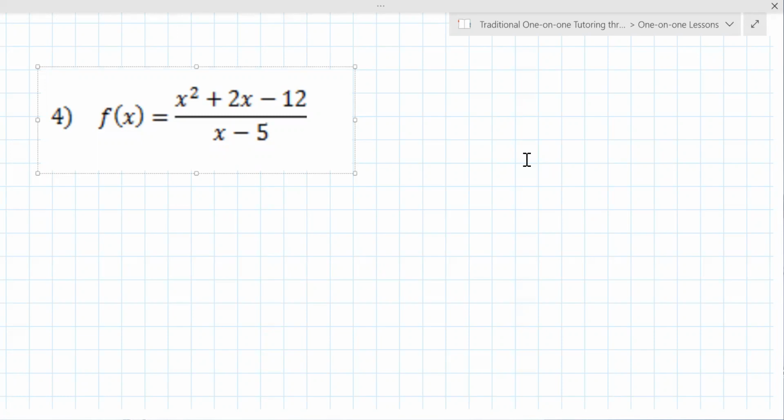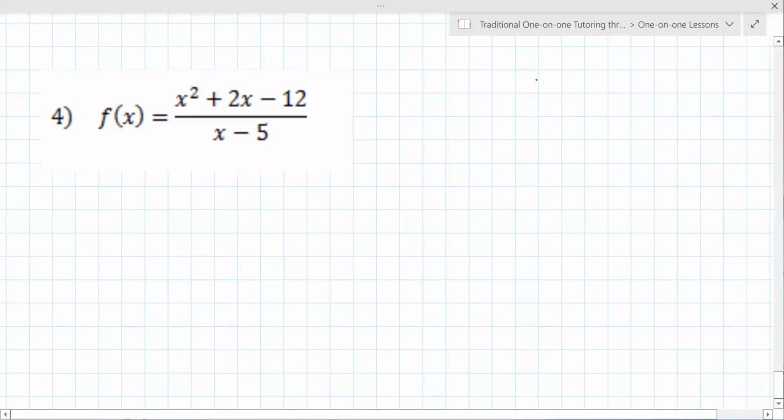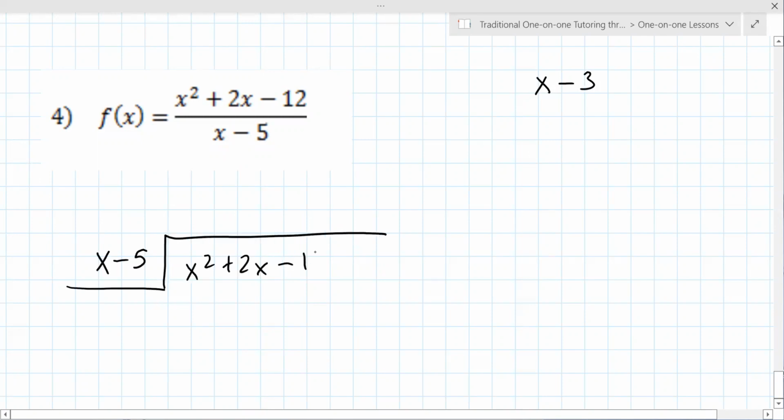Is it x minus 3? Say that again. Is it x minus 3? Let's try it. x minus 5 outside. x squared plus 2x minus 12 inside. So that gives you x squared minus 5x. Looking good so far. So change the signs and you get 7x.